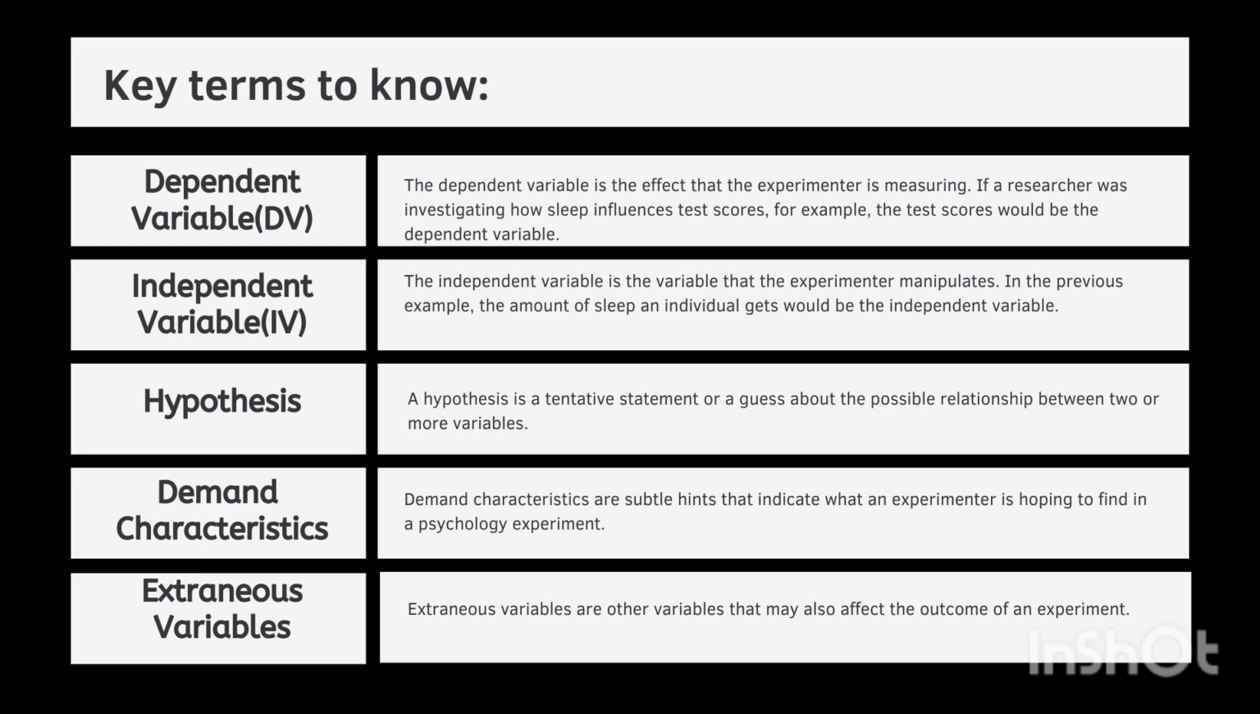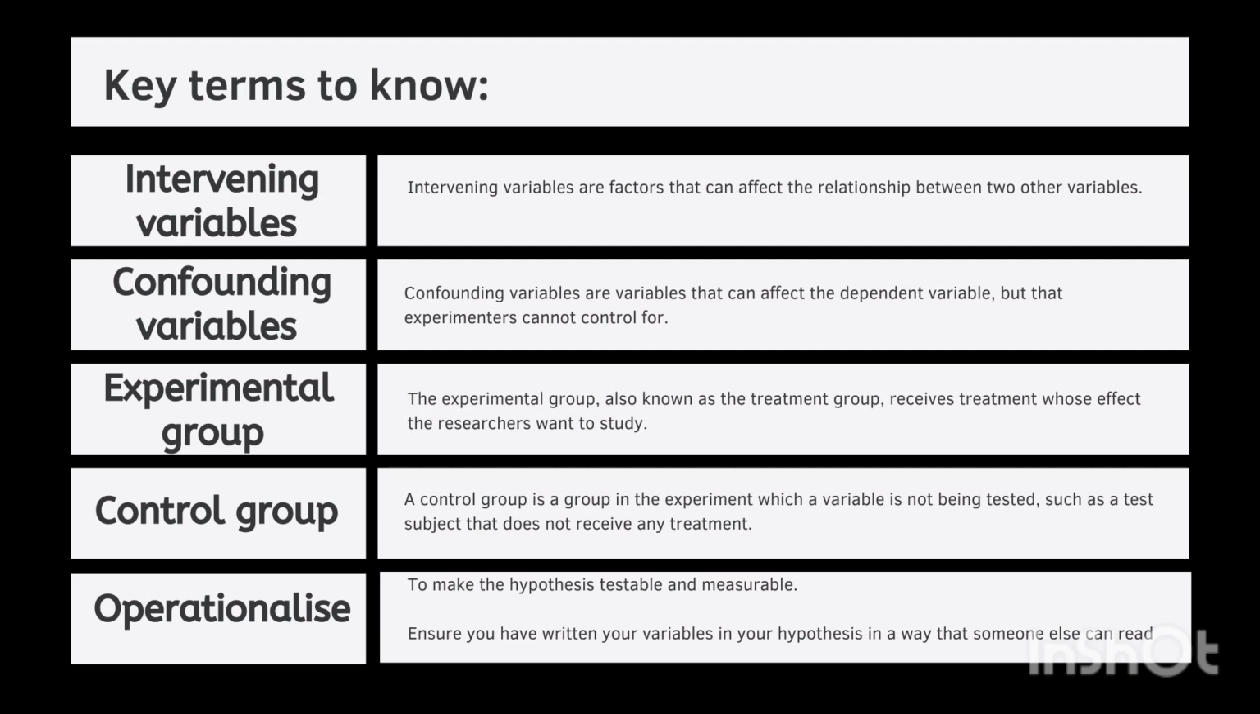Demand characteristics are subtle hints that indicate what an experimenter is hoping to find in a psychology experiment. This can sometimes cause participants to alter their behavior, which can affect the results of the experiment. Extraneous variables are other variables that may also affect the outcome of an experiment. Intervening variables are factors that can affect the relationship between two other variables. Confounding variables are variables that can affect the dependent variable, but that experimenters cannot control for.